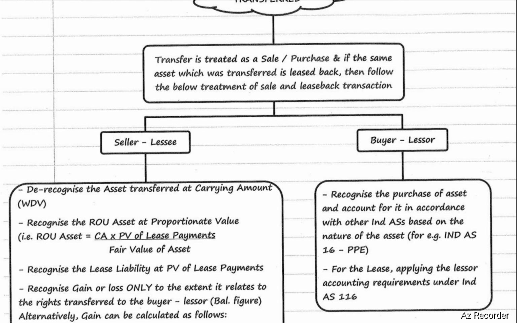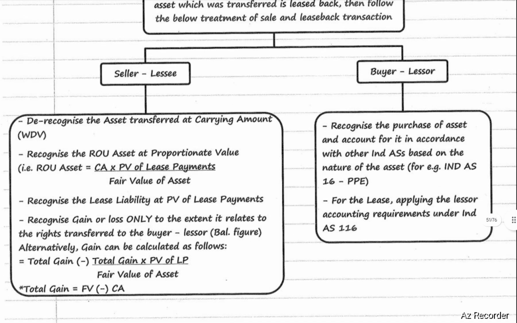In case of seller lessee, de-recognize the asset transferred at carrying amount, that is at WDV, and recognize the ROU asset at proportionate value. Here ROU asset equals carrying amount into present value of lease payments divided by fair value of the asset. Recognize the lease liability at present value of lease payments. Recognize gain or loss only to the extent it relates to the rights transferred to the buyer lessor. Here gain or loss will be the balancing figure.